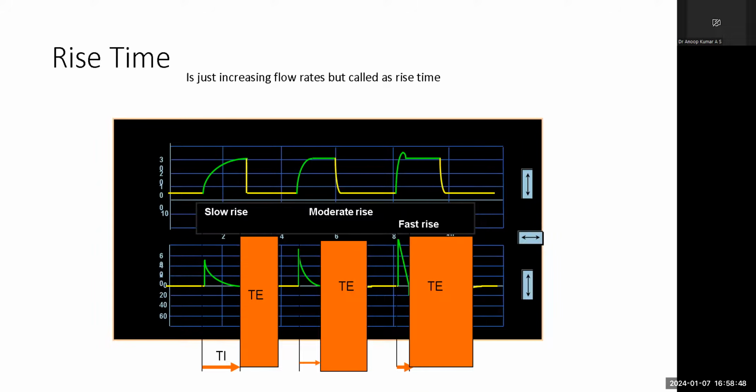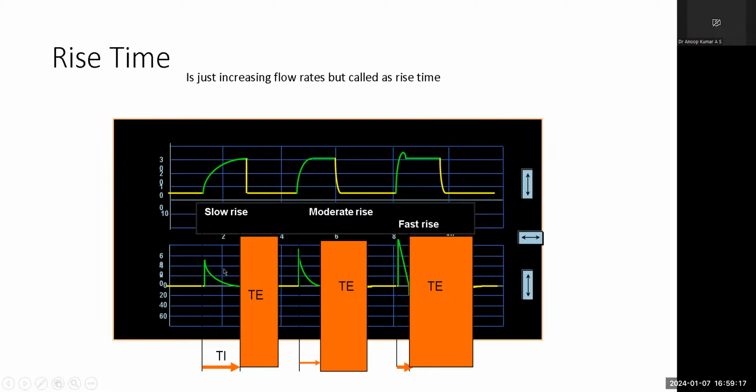So this rise time, if you keep, that is also important. If you keep a rise time more, that means there is a slow rise. If you keep a rise time low, that means there is a fast rise. Don't get confused with that. Okay. So if you keep a very low rise time, then you can get more expiratory time. The same way, if you keep a high rise time, then you will be getting more inspiratory time.